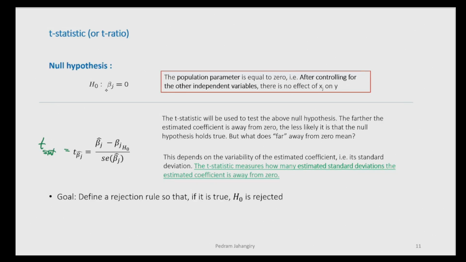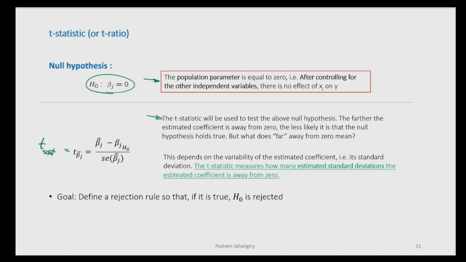If the null hypothesis is beta equal to 0, what are we doing? We are saying that the population parameter is equal to 0 after controlling for all other explanatory variables. We say there is no effect of xj on y, right? The t statistic will be used to test the above null hypothesis. The farther the estimated coefficient is away from 0, the less likely it is that the null hypothesis holds, right? Again, the larger this t-stat, the happier we are. We can easily reject the null.